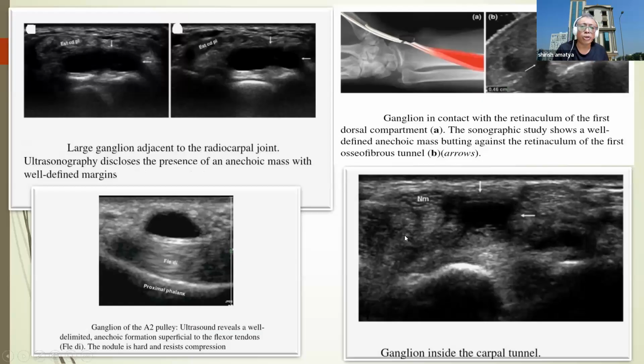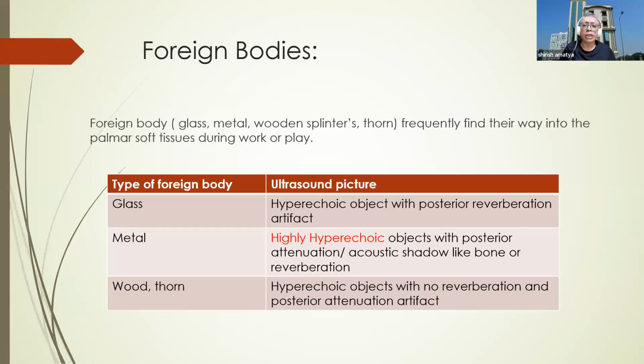Patients with foreign bodies are very common in pain clinics, and these foreign bodies, such as glass, metal, or wooden splinters, or even thorns, are frequently encountered. They find their way into the palm or soft tissue during work or play. So these are the typical ultrasound pictures of glass, metal, or wood as shown in the table. All of these foreign bodies are hyperechoic on ultrasound, but metal is the most hyperechoic object.